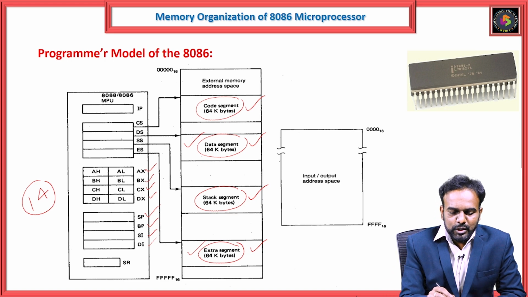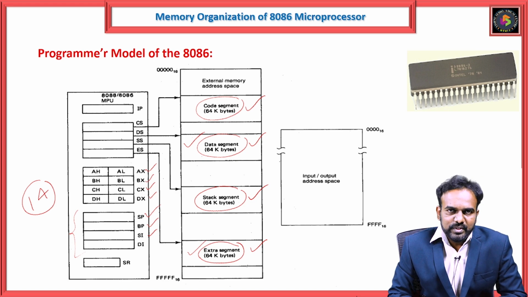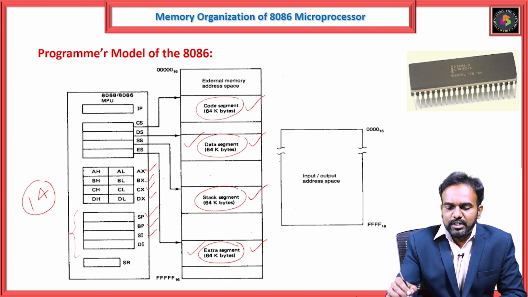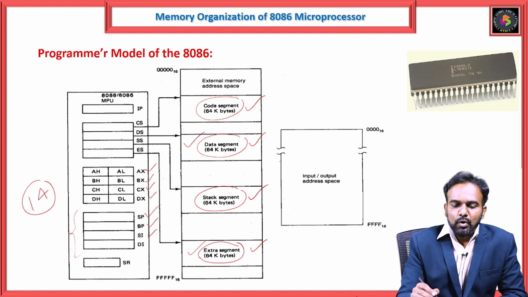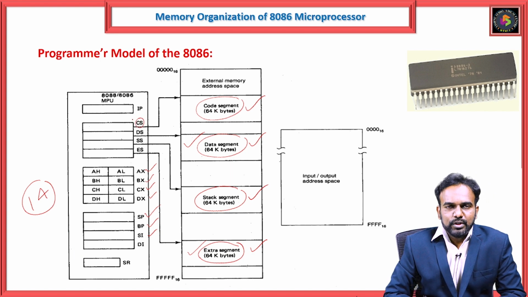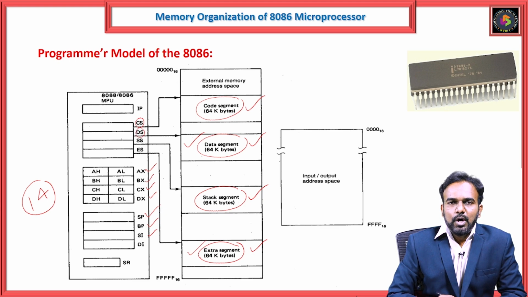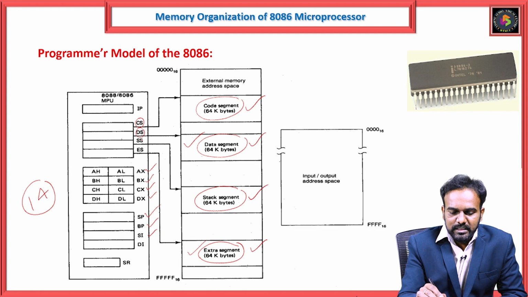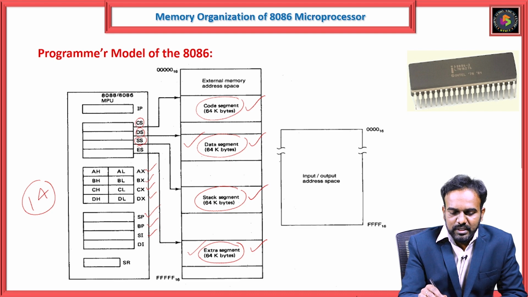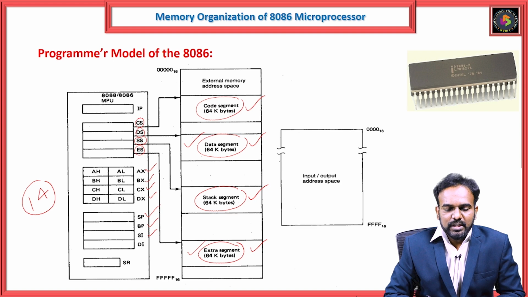These 4 registers we usually use to store the offset address. Similarly, to store the base address of each of these 4 segments, we use the 16-bit code segment register to store the base address of the code segment. To store the base address of the data segment, DS is used. To store the stack segment base address, SS is used. ES is our extra segment register, used to hold the base address of the extra segment.